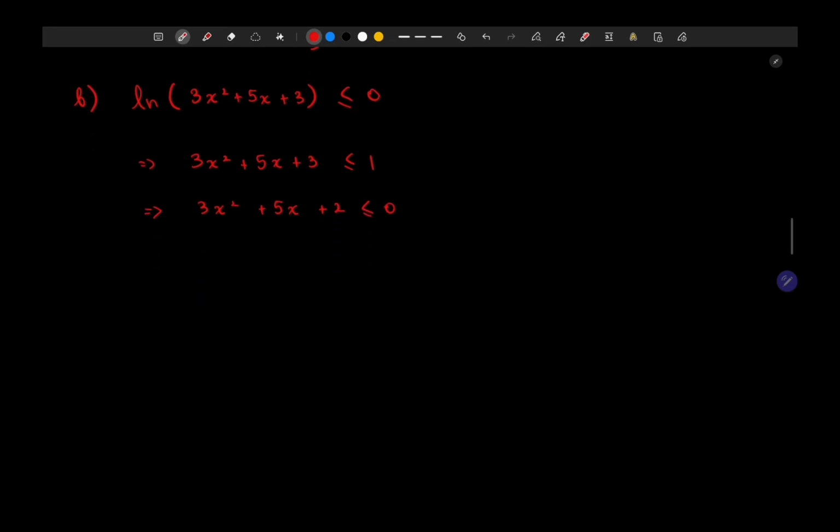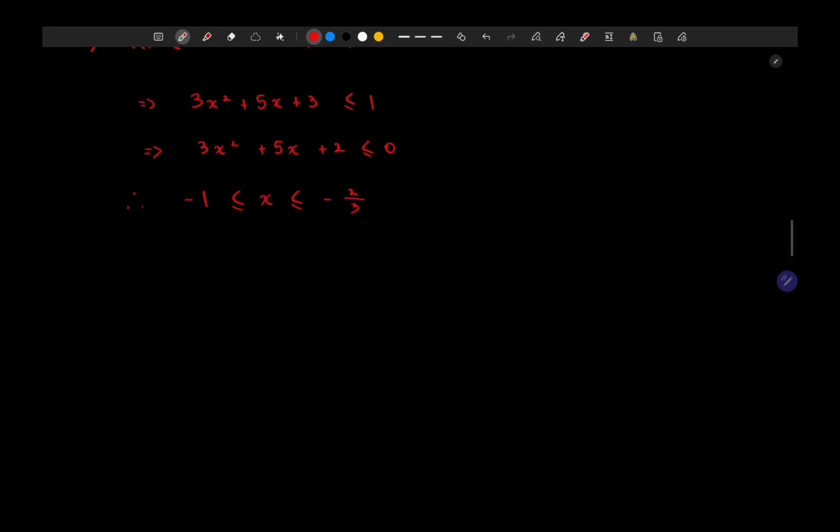Now 3x squared plus 5x plus 2 is less than or equals to 0. So for this expression to be 0, the range of values of x must be greater than or equal to negative 2 over 3 or less than or equals to negative 1. Now you can take any value of x in this range. Let's say we take x equals negative 1 over 2.